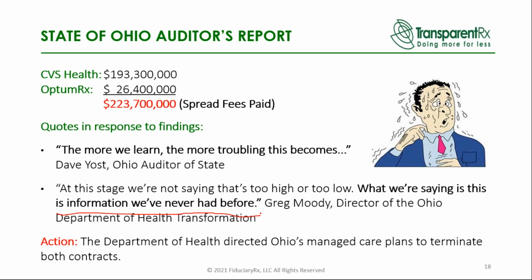When the state of Ohio realized that they were paying these 2 PBMs in 1 year almost $250 million just in spreads, and we're not even talking about rebates, just in spreads, they terminated the contracts essentially overnight. The findings from the audit were based on a pivot looking at how much we're paying you, what are you keeping, and they did the right thing. You have to determine whether or not what you're paying is fair. If you think it's fair, then you're in a good deal. If you think you're overpaying the PBM, get out and renegotiate.